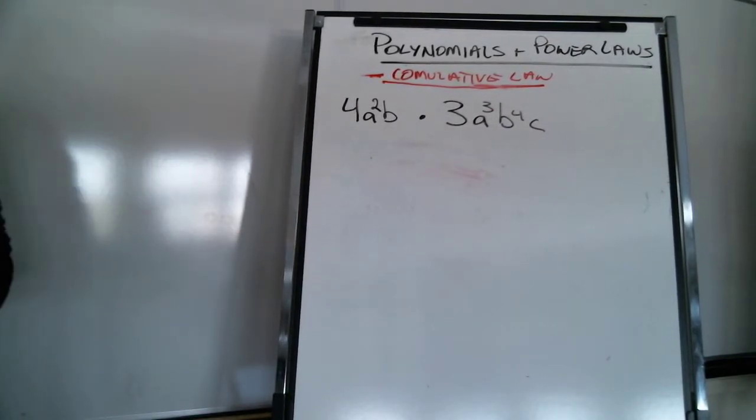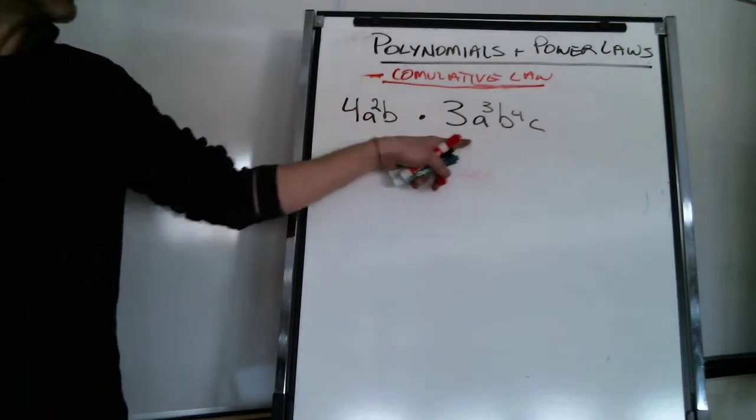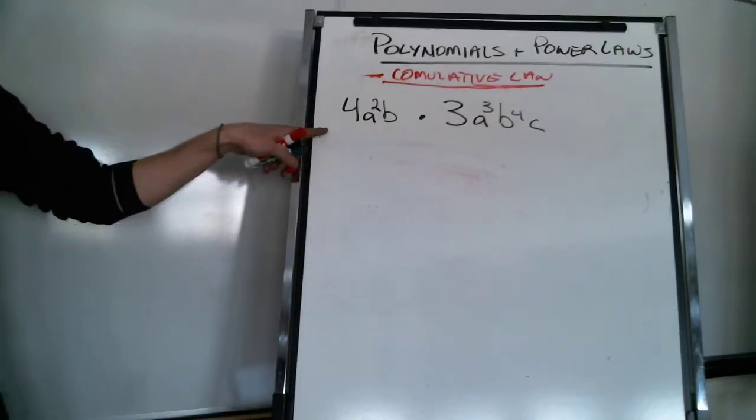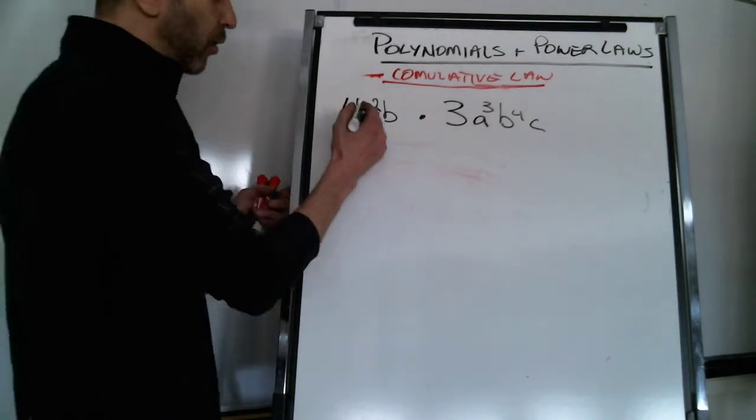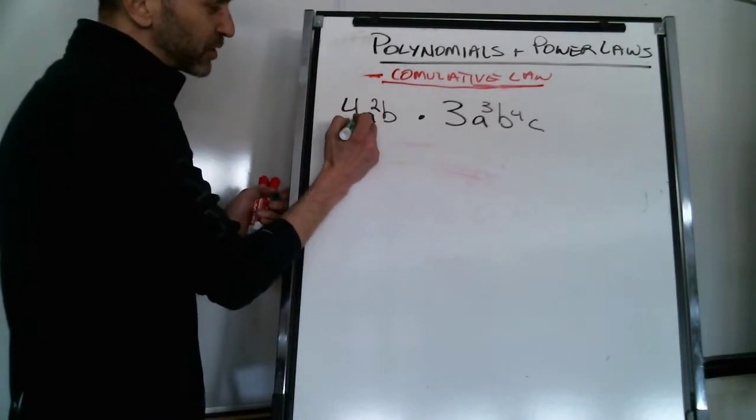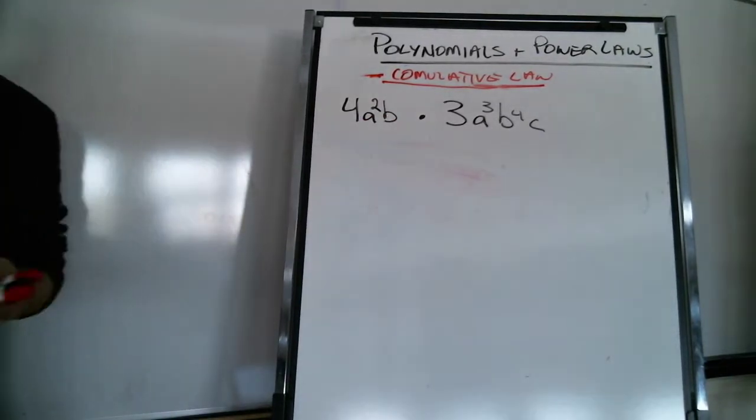There's only 2 hard things in this whole unit. The first one is understanding why we can use power laws within here. Do these have the same bases? No. They don't. So technically the power laws don't apply. However, what operation is between the 4, the 2 A's, and the B?